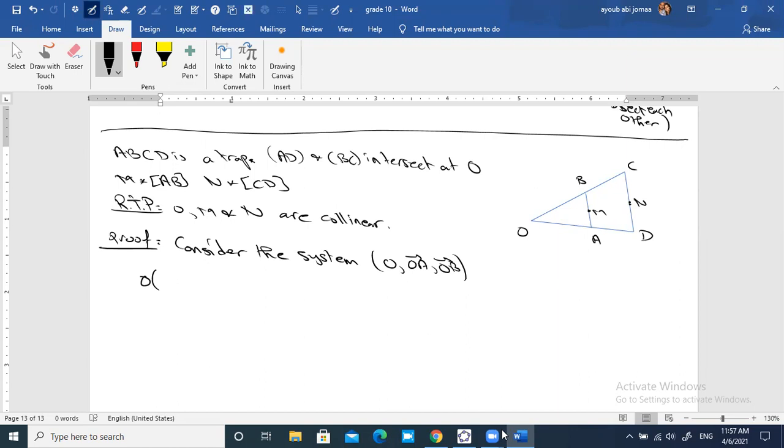What would be the coordinates? 0, 0. The origin, always 0, 0. O has coordinates 0, 0. This is the origin. Okay. What about the coordinates of point A?